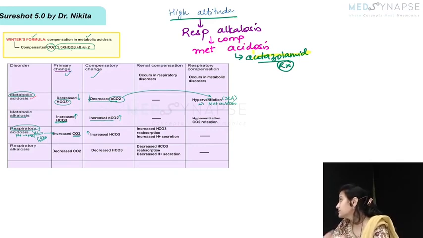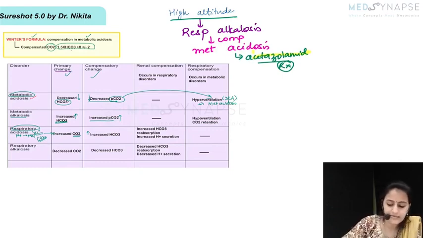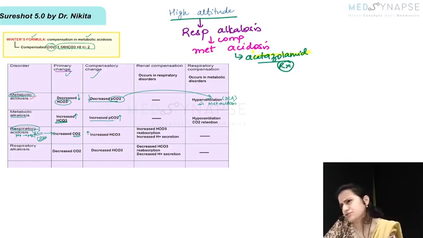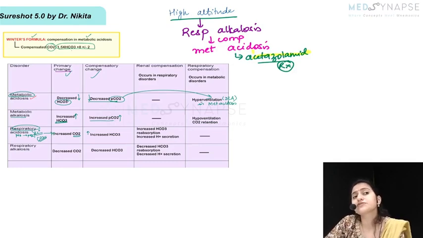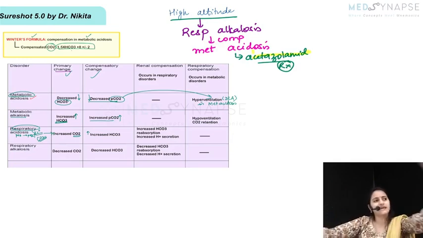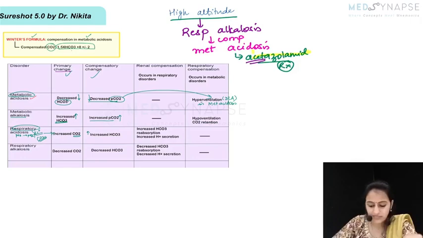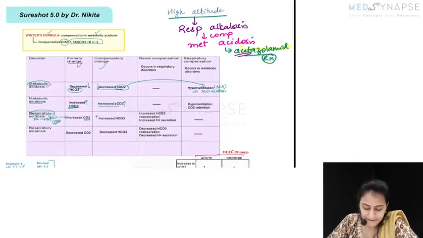So acetazolamide, mountain sickness. Acetazolamide is used in the treatment or toxicity of which drugs? Acidic or alkaline? Alkaline. It makes the urine acidic or alkaline? Alkaline, because the bicarbonate is going in the urine. If the urine is alkaline, it's an enemy of which drug? Acidic drug, right? So remember, acetazolamide is treatment of acidic drug toxicity. We have seen that already, correct?